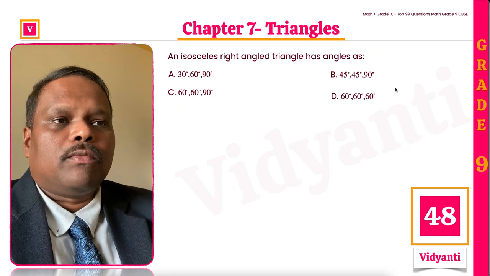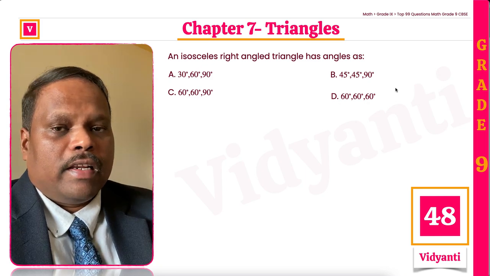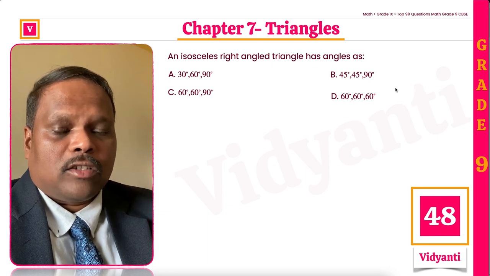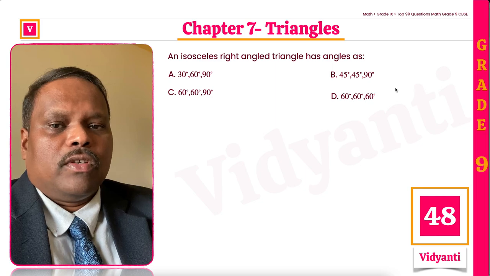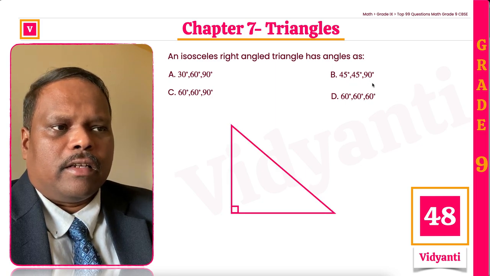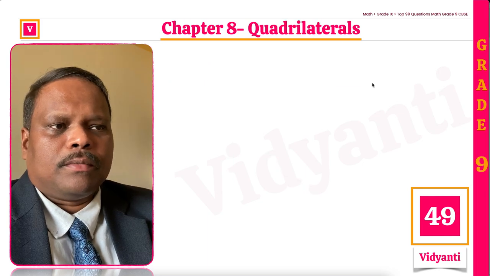Let's go to question 48. An isosceles right angle triangle has one angle 90 degrees, other two angles are identical, which total has to be 90 because everything adds up to 180. So if we split that, that will come out to be 45, 45, and one is a right angle. So this will be the answer.